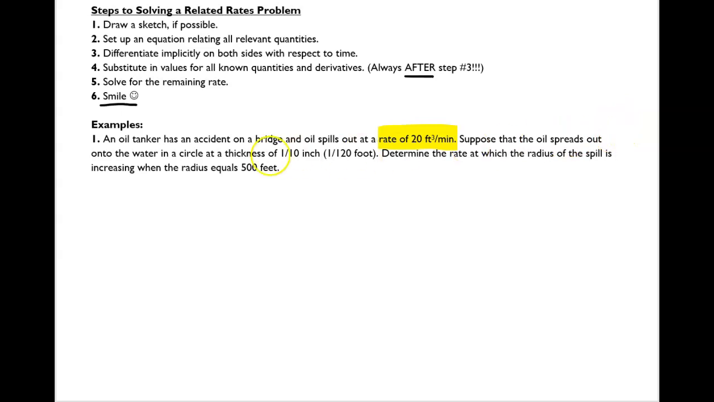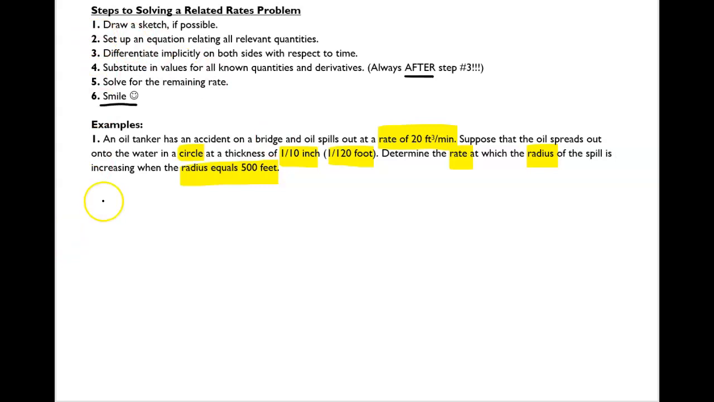Suppose that the oil spreads out into the water in a circle, so that will be important, with a thickness of 1/10 of an inch, or 1/120th of a foot. Determine the rate at which the radius of the spill is increasing when the radius equals 500 feet. So I know I just underlined a lot, but there's quite a bit there that I want to take in.